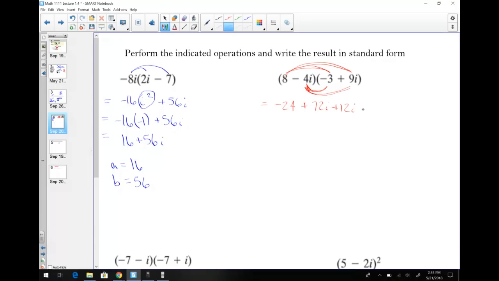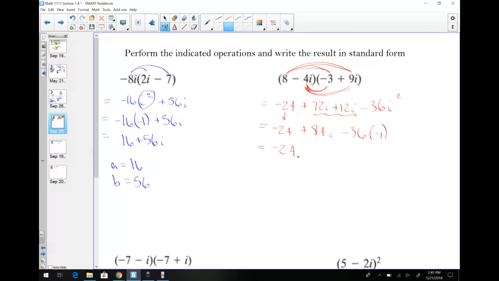Negative 4i times 9i gives minus 36i squared. So remember, you've got i squared, you've got two of them. Simplifying this, I can take 72i plus 12i, which gives me 84i. I'm just going to bring this negative 24 down. So I have negative 24 plus 84i minus 36i squared. And remember, i squared equals negative 1.